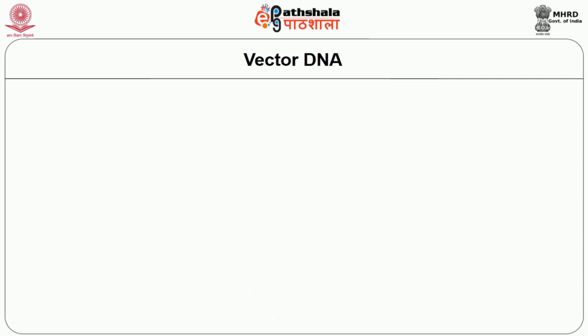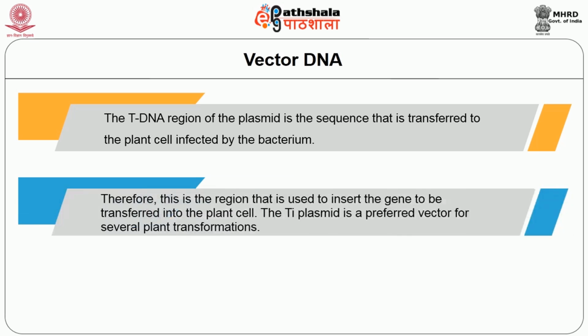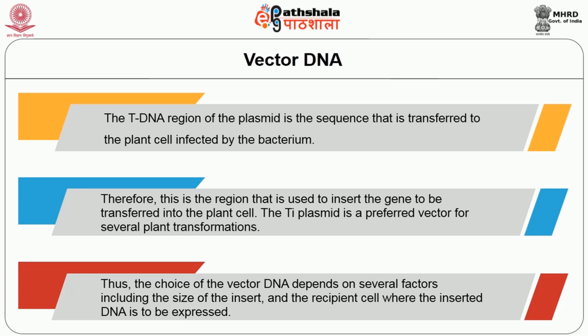As shown in this figure, the tDNA region of the TI plasmid is the sequence that is transferred to the plant cell infected by the bacterium. Therefore, this is the region that is used to insert the gene to be transferred into the plant cell. The TI plasmid is a preferred vector for several plant transformations. Thus, the choice of the vector DNA depends on several factors, including the size of the insert and the recipient cell where the inserted DNA is to be expressed.